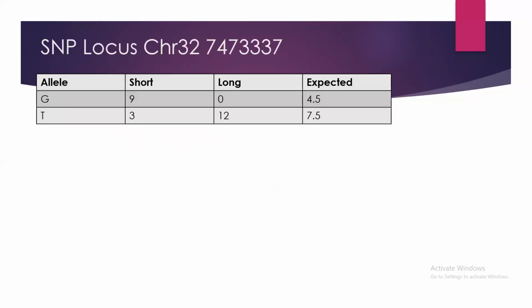So going and looking at the locus for chromosome 32, 7473337, this should be the one that you found that was most strongly correlated with the coat length. We find that you have 9 G's with the short hair and 3 T's, and 0 G's with long hair and 12 T's. So note that that last column there is expected, not differences as shown in your numbers.